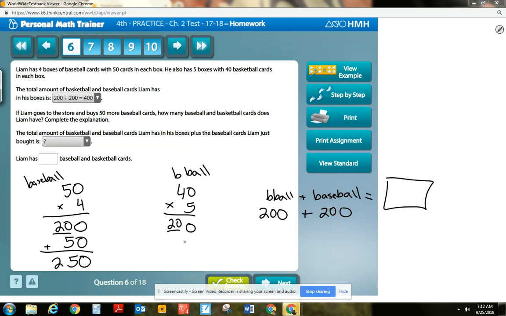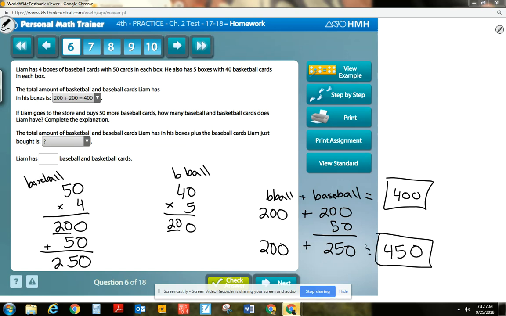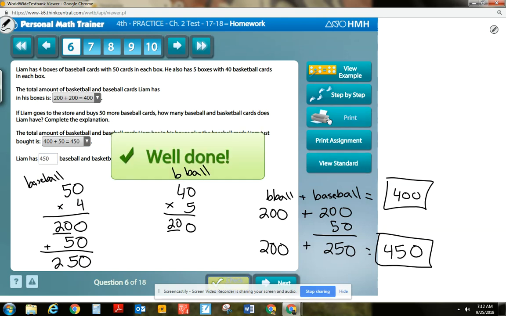Well, he had 400, right? And then he went and he added 50 more baseball cards. So now it's 250 plus, whoops, I put it in the wrong spot. So he went and bought baseball cards, so we're going to do 50 more baseball cards. So 250 baseball cards, and then still had 200 basketball. That equals 450 cards now because he went out and bought 50 more baseball cards. So it would be 400 plus 50 because we added 50 cards. Liam now has 450 baseball and basketball cards.